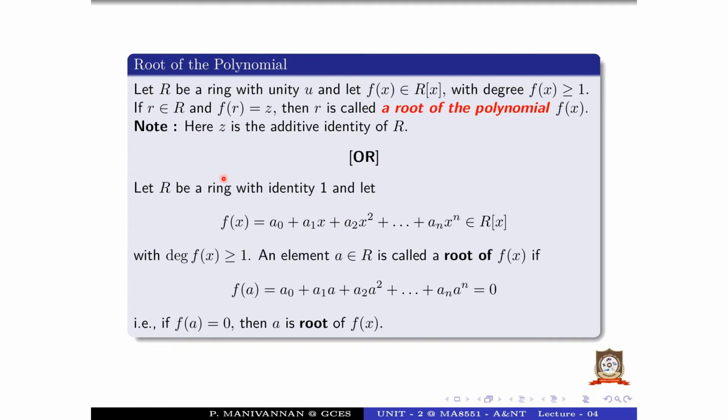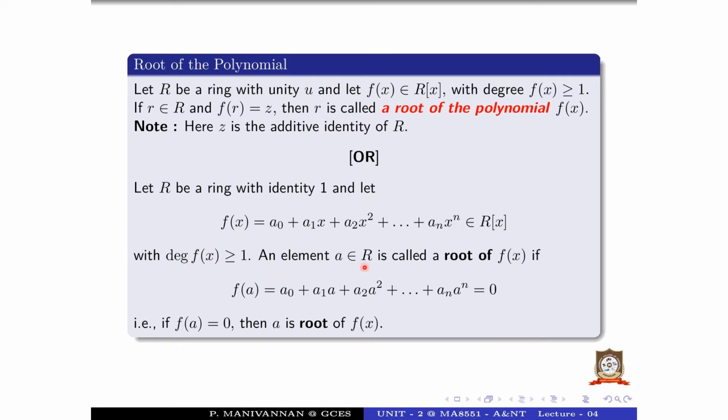Or simply, let R be a ring with the identity 1. Let f of x be this polynomial whose coefficients a0, a1, a2, etc., an belong to capital R. It is a polynomial, so it belongs to R of x, whose coefficients must belong to this ring R, which has degree greater than or equal to 1. That means n is greater than or equal to 1.